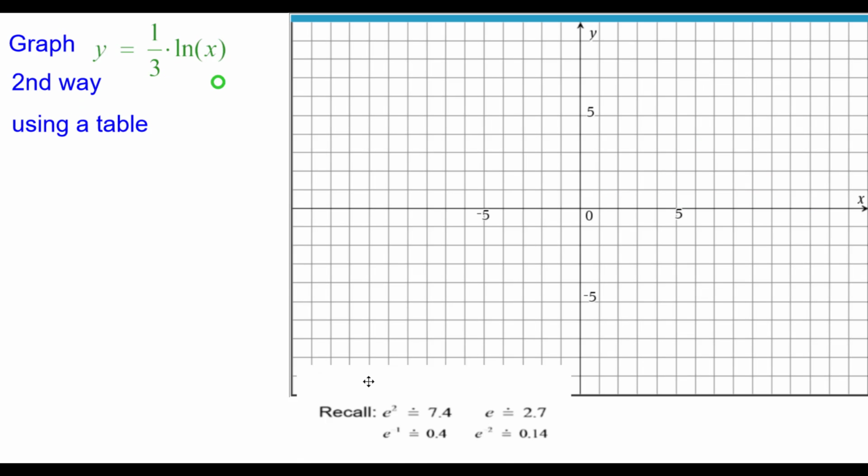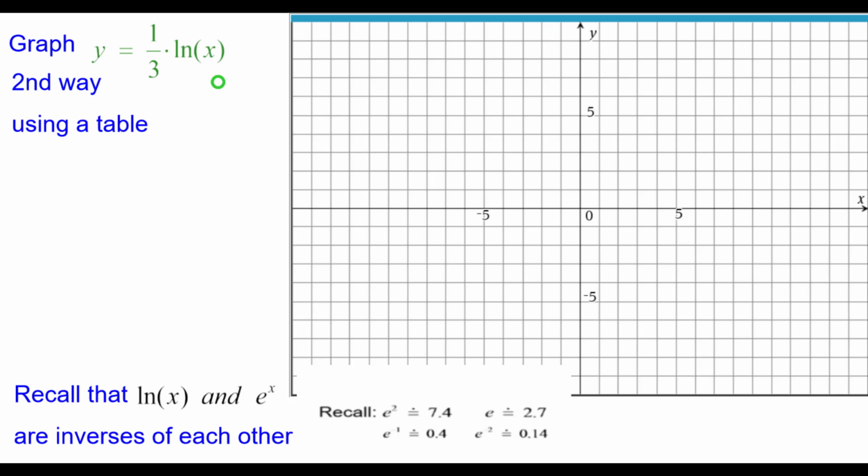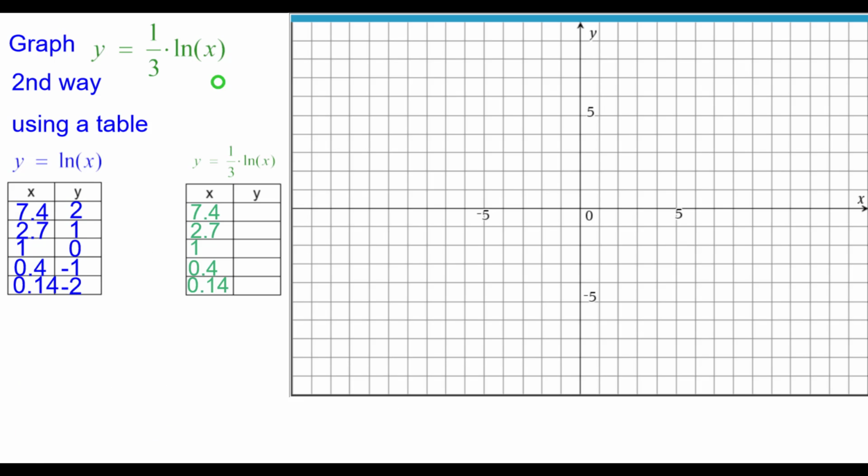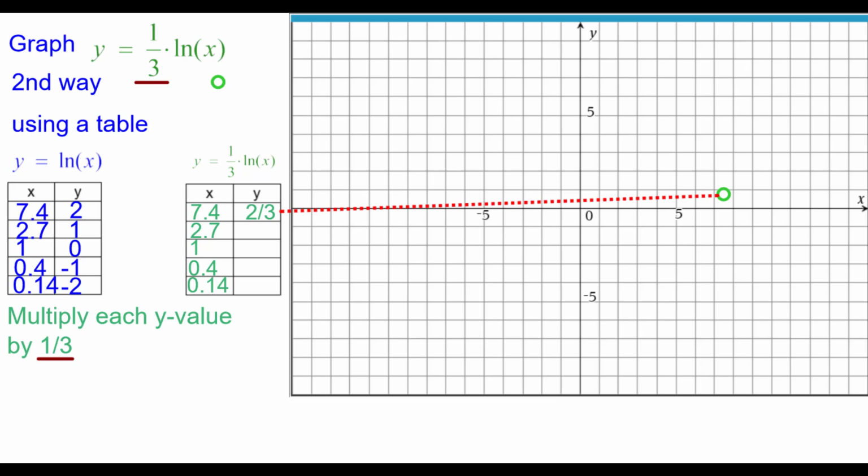Second way, using a table, again, these are the powers of e. And also recall that the natural log and e to the x are inverses of each other. We interchange the x and y coordinates. So this is the table of the natural log, and we keep the x coordinates the same and multiply each y value by 1/3, that coefficient again. So 2 times 1/3 is 2/3, so we'll plot 7.4, 2/3. 1 times 1/3 is 1/3, 2.7, 1/3.